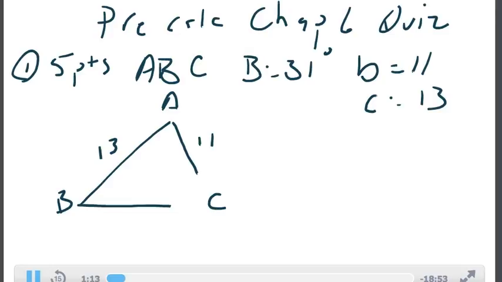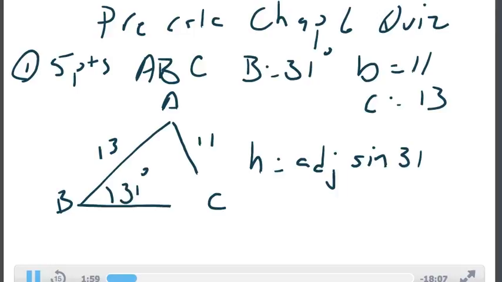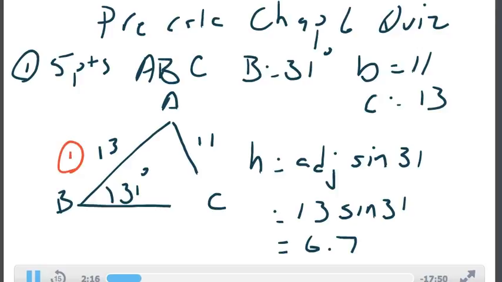Then the next step is to calculate h, which is the adjacent side times the sine of the angle that we have, which is 31 degrees. 13 sine 31 is equal to 6.7. Okay, so that's the next 2 points. Again, 1 point for the sketch, 2 points for calculating h correctly.